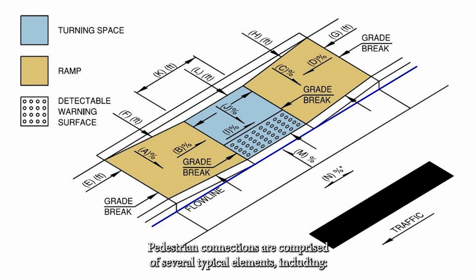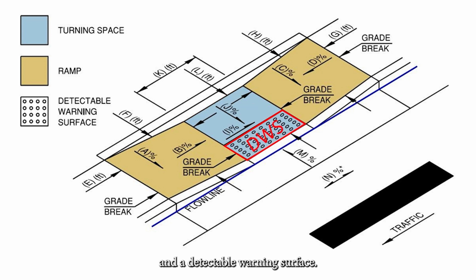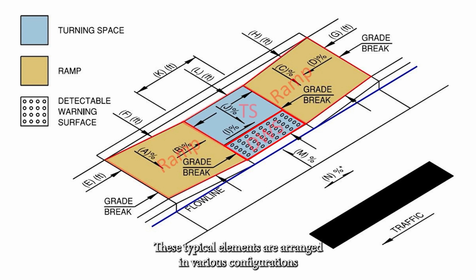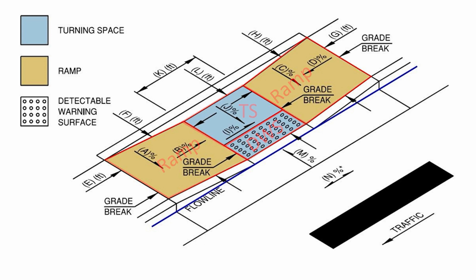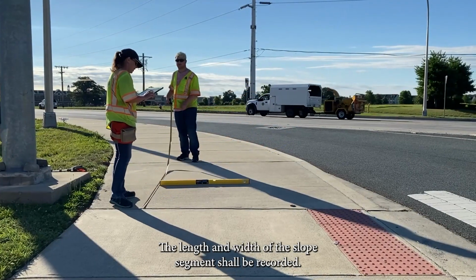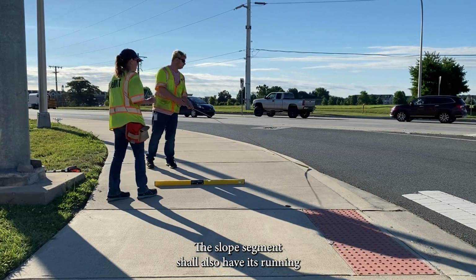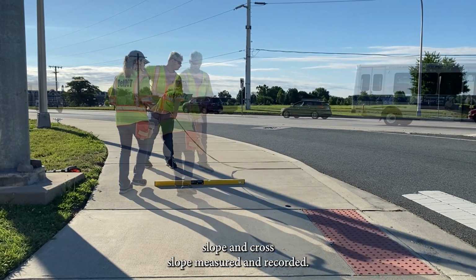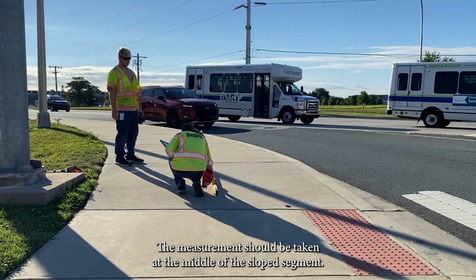Pedestrian connections are comprised of several typical elements including a sloped or ramped segment, a turning space, and a detectable warning surface. These typical elements are arranged in various configurations to create the department's pedestrian connection types. The length and width of the sloped segment shall be recorded. The sloped segment shall also have its running slope and cross slope measured and recorded. The measurement should be taken at the middle of the sloped segment.